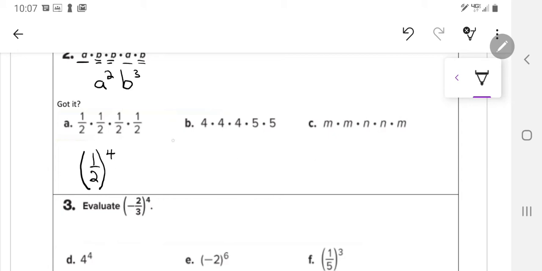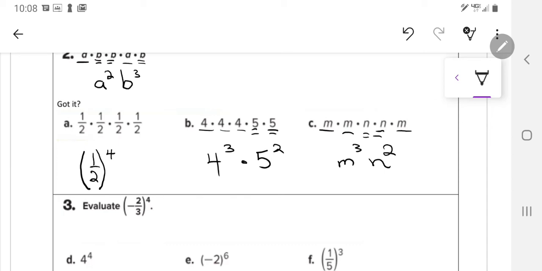How many times was that 1/2 used as a factor? 4 times. The next one, you see that 4 is the repeated factor, and it's used 3 times. And we're going to multiply that by 5, and that factor is used twice. And the final one, we have m used as a factor 3 times, and n used as a factor 2 times. Hopefully you did all right.